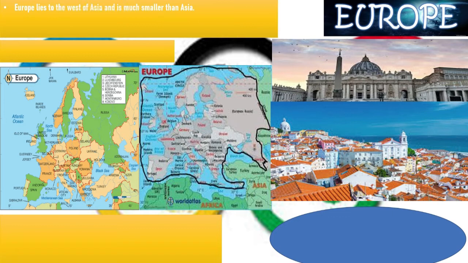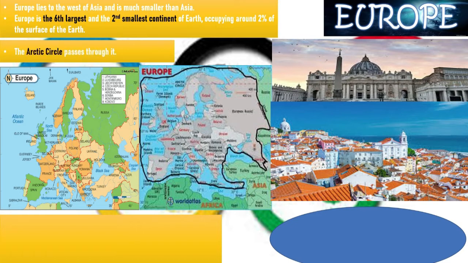Europe lies to the west of Asia and is much smaller than Asia. Europe is the 6th largest and the 2nd smallest continent of Earth, which occupies around 2% of the surface of the Earth. The Arctic Circle passes through Europe. As we all know, the Arctic Circle is located at 66.5 north. So the Arctic Circle passes through Europe.